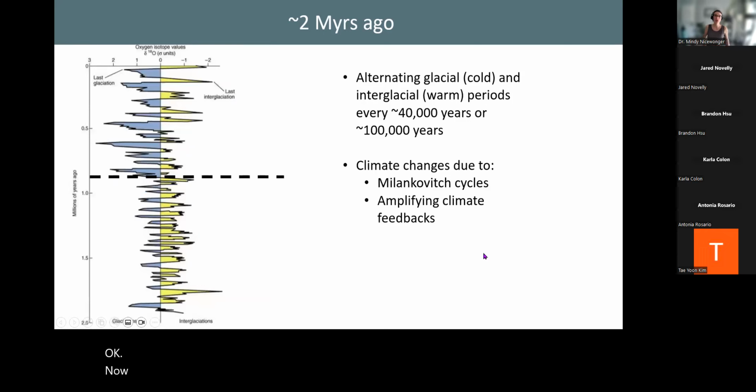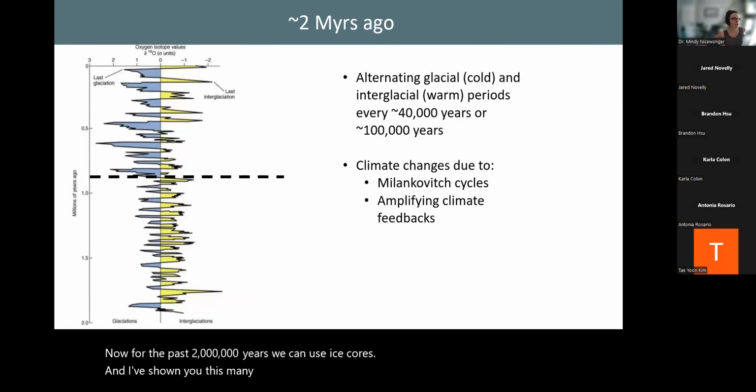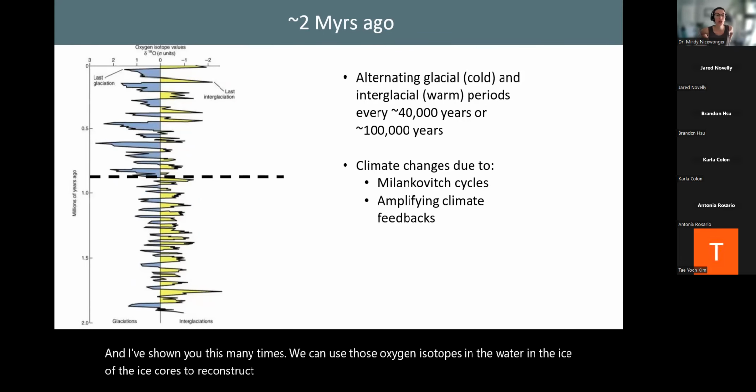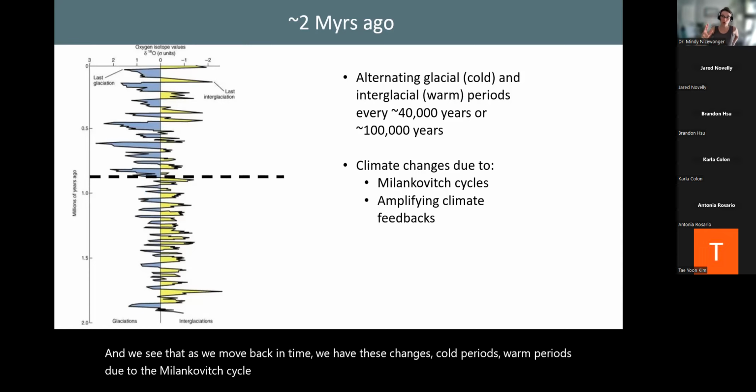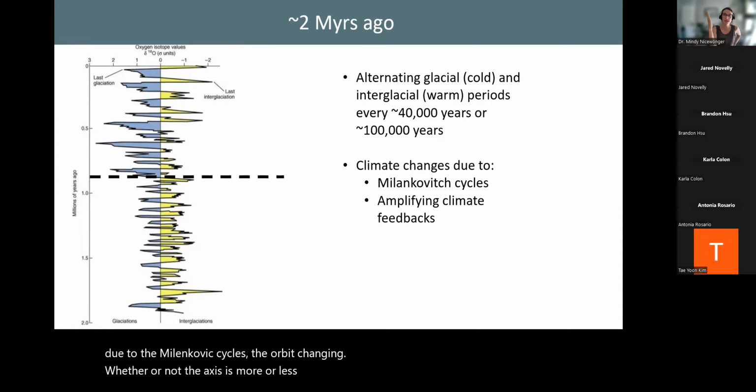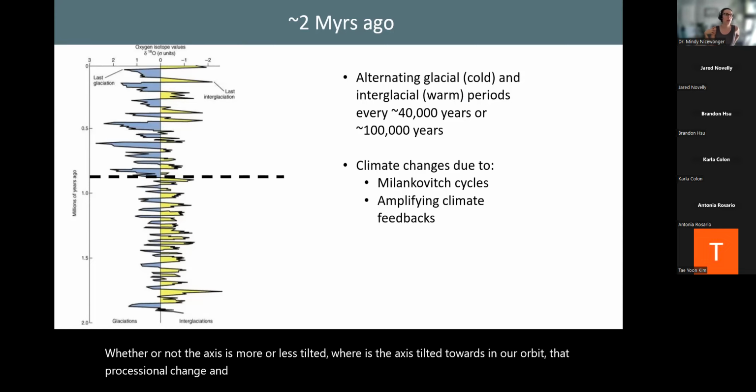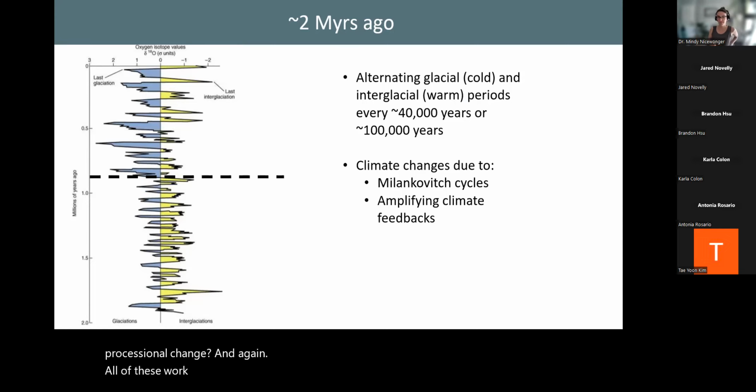Now, for the past 2 million years, we can use ice cores. I've shown you this many times. We can use the oxygen isotopes in the water, in the ice of the ice cores, to reconstruct temperature change. As we move back in time, we see cold periods and warm periods due to the Milankovitch cycles: the orbit changing, whether the axis is more or less tilted, and where the axis is tilted towards in our orbit, that precessional change. And all of these work together in feedbacks.